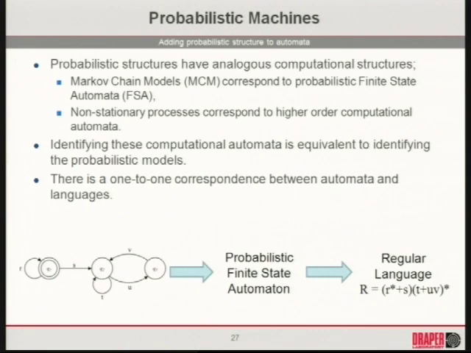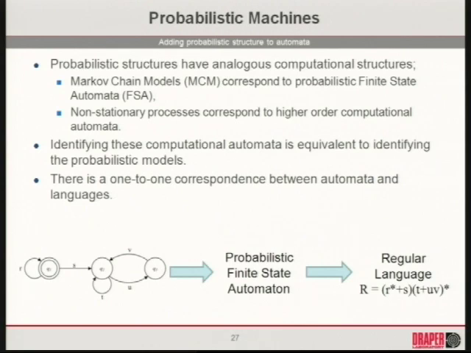Similar to regular expressions, those are going to manifest as a Markov chain model would manifest as a regular expression. Now, which actual paths it would take through that, that's how we're going to figure out the probabilistic structure. Now, if we've got non-stationary processes, something a little bit more elaborate, these correspond to higher order computational automata. In theory, anything can be represented by a Turing machine, so we can't go the whole way there. Hopefully we can get the behaviors of interest before getting somewhere where we can't actually infer what's going on.